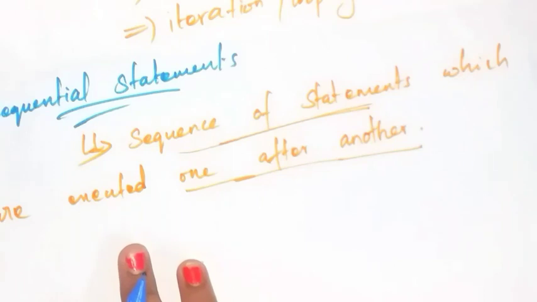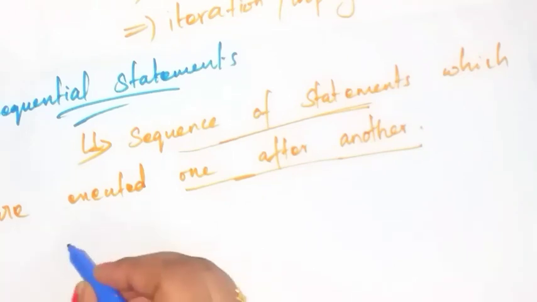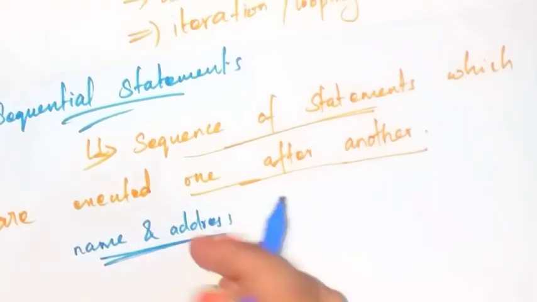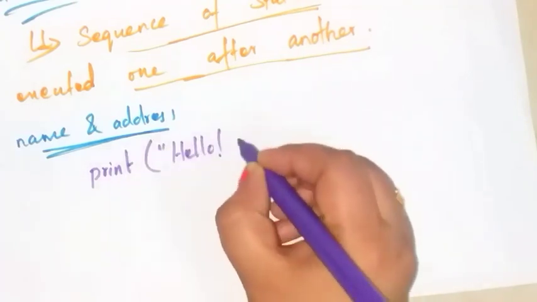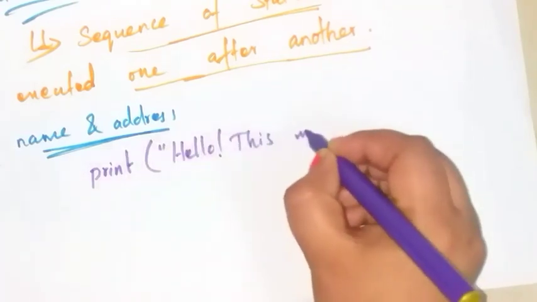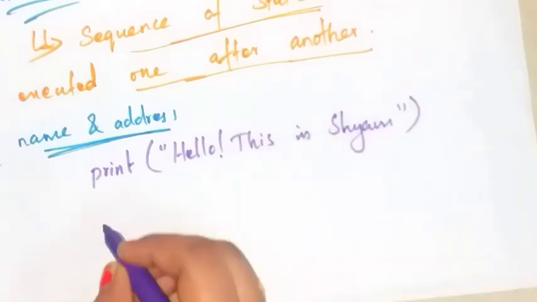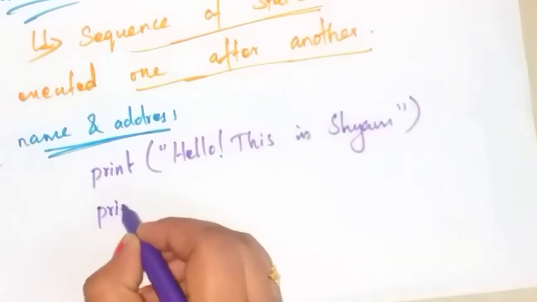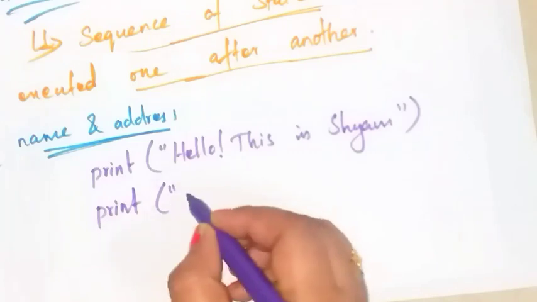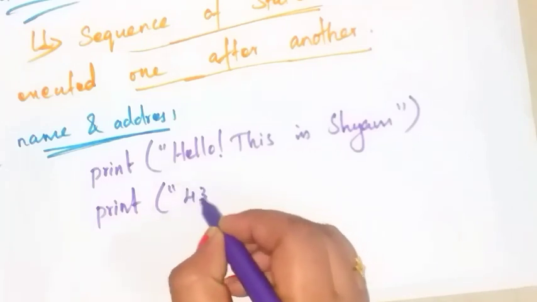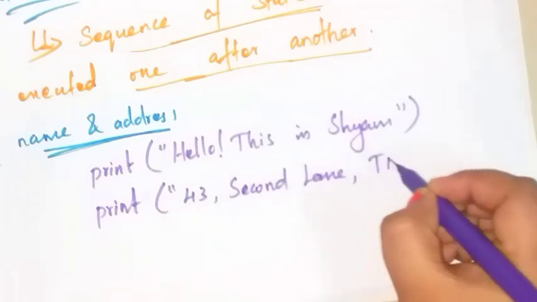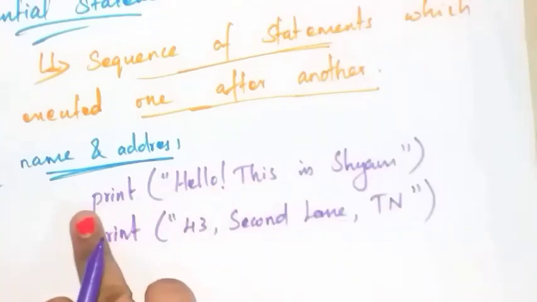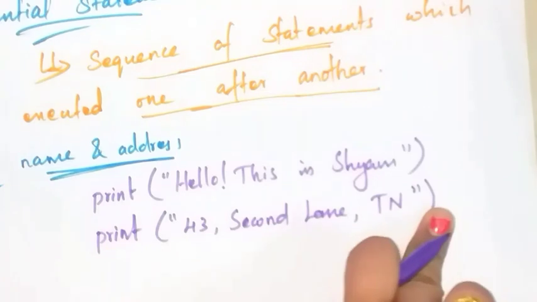I am going to write a program to print a person's name and address. Okay, print "Hello, this is Shyam", and the next statement is print, I am writing the address, "43 second land TN". So this is the first statement, this is the second statement.